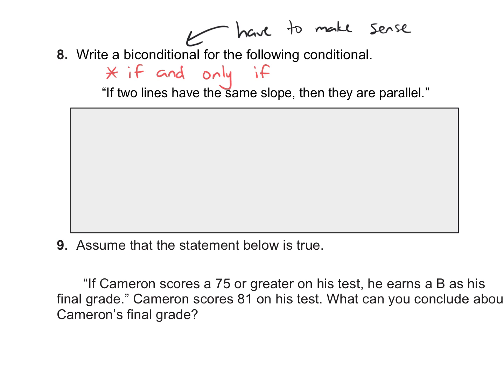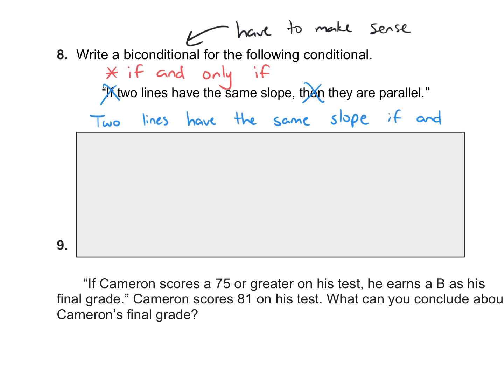So for this one, what do we normally take out? We take out then, what else? We also take out if. So we have if and then. We put in if and only if, yes? Someone read me what they have for one of them. What do you guys have written? Two lines have the same slope if and only if they're parallel.